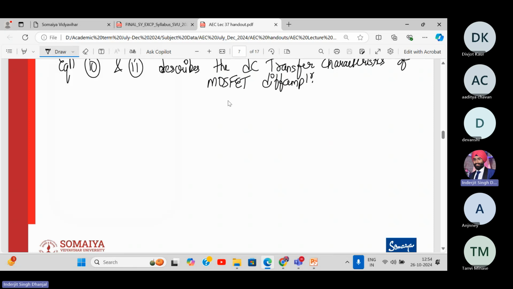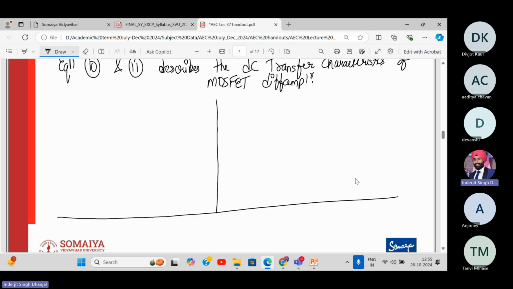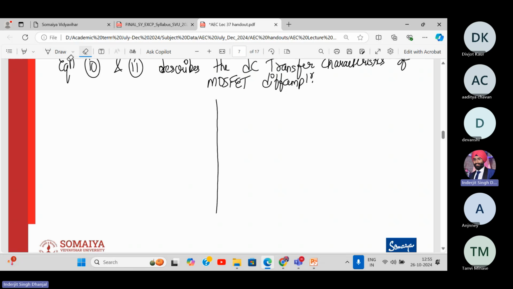So we'll draw at the center only like this. Let me try to draw a straight line. Here it is. And on the x-axis we have the differential input.